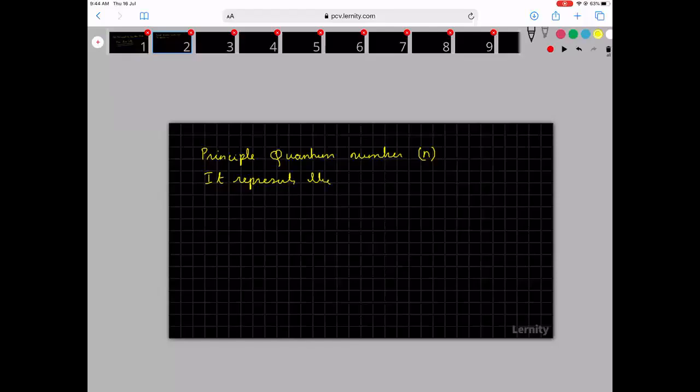The shell in which the electron lies. And we know there are this K shell, L shell, M shell, N shell, and so on. So this is given principal quantum number 1, quantum number 2, quantum number 3, quantum number 4, and so on. This is what is represented by N.